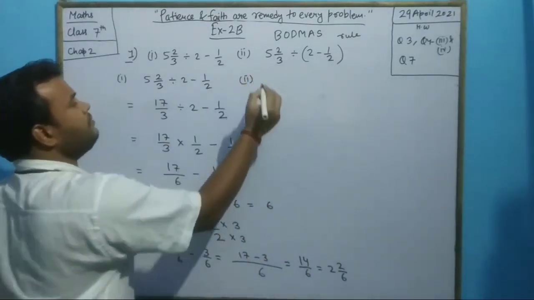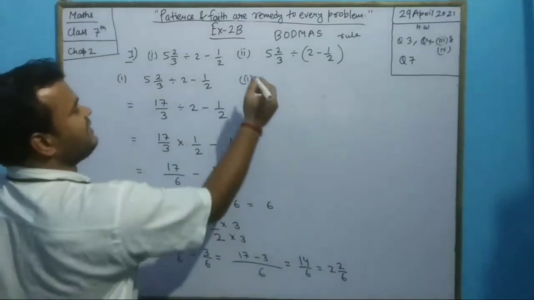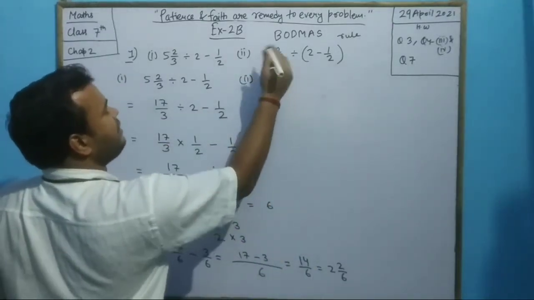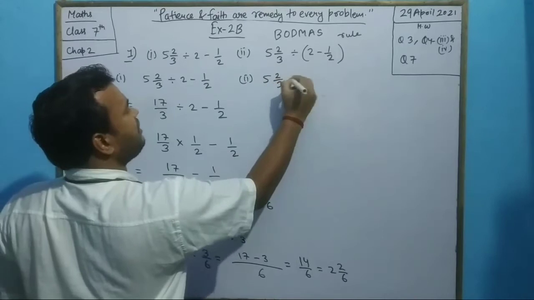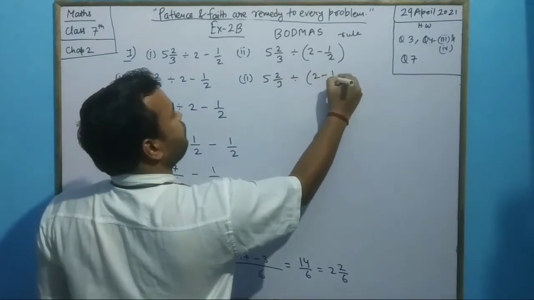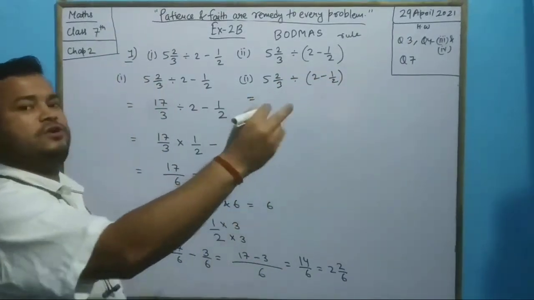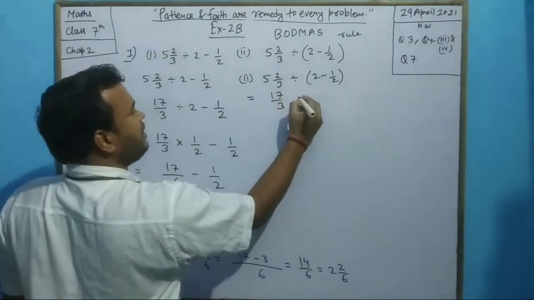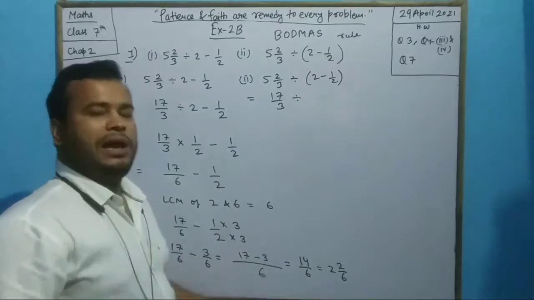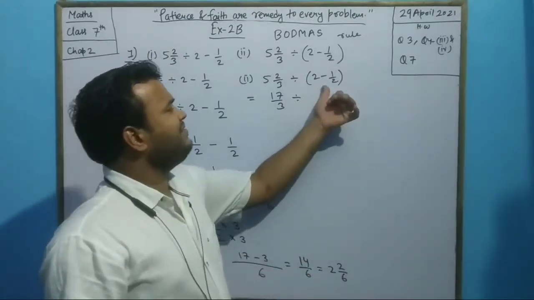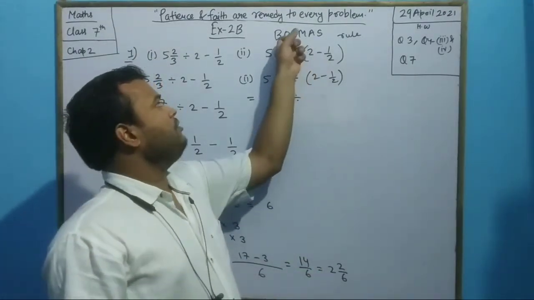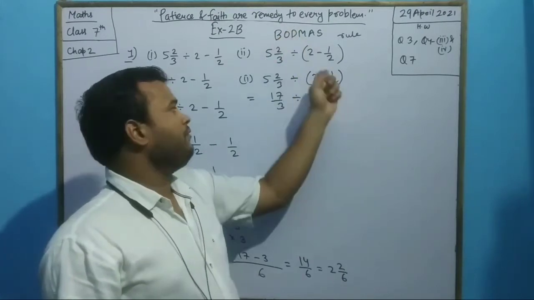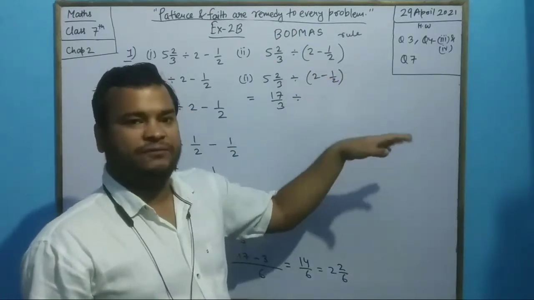What is the second one? In the second one it is 5 2 by 3. So just write the question again. Write the mixed fraction as an improper one. 3 fives 15 plus 2, 17 by 3. It is a division sign. Again here it is in a bracket. I have told you B comes first, so we have to solve the sum inside the bracket first.